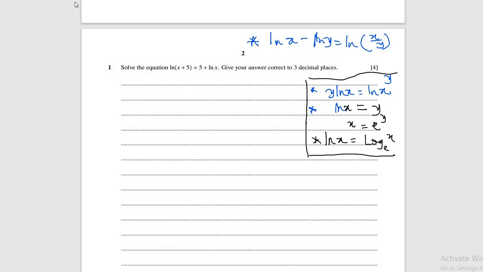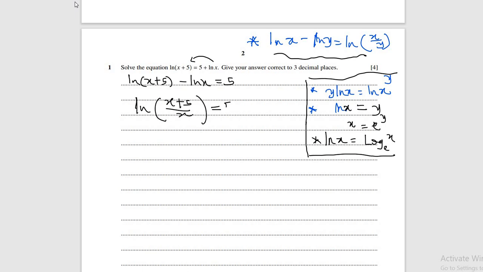And let's go back to the question. ln(x plus 5) equal to 5 plus ln x. Okay, it means ln(x plus 5), bring the ln to the other side here, minus ln x equal to 5. Remember this rule, this one underlined. So ln(x plus 5) minus ln x. Obviously it means ln of (x plus 5) over x equal to 5.